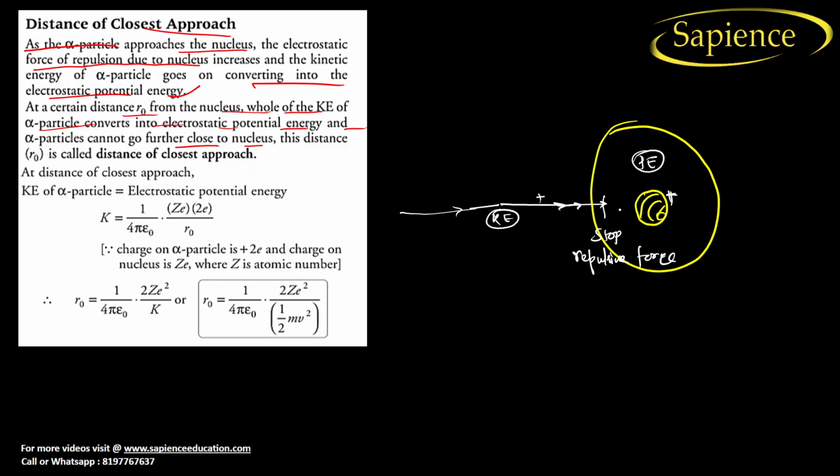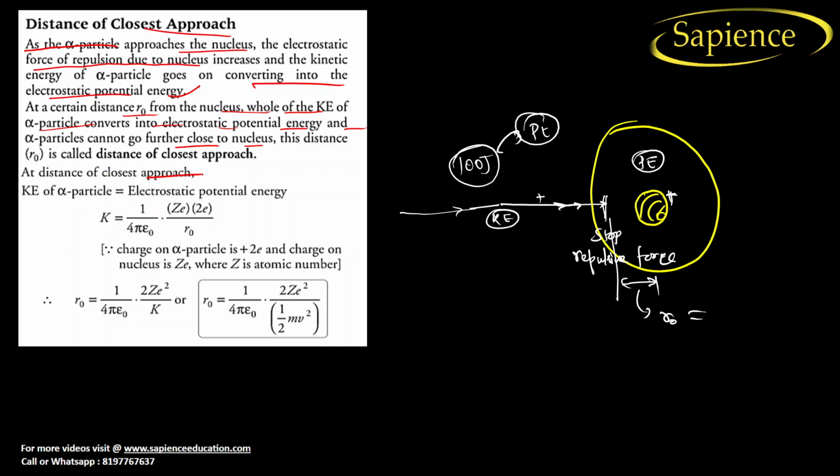It won't be able to go further because, let us consider, it has a kinetic energy of 100 joule, and at this point this kinetic energy gets converted into potential energy due to the electrostatic force. So finally it won't be able to go further, and this distance is called the distance of closest approach. This distance is considered as the distance of closest approach, r naught.